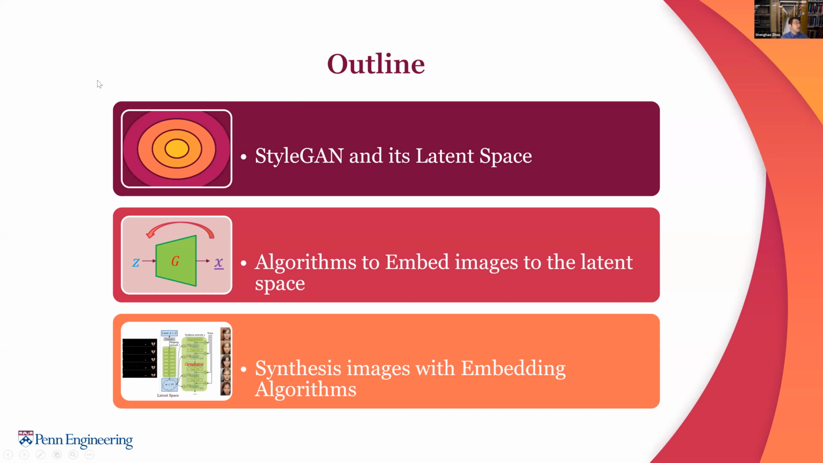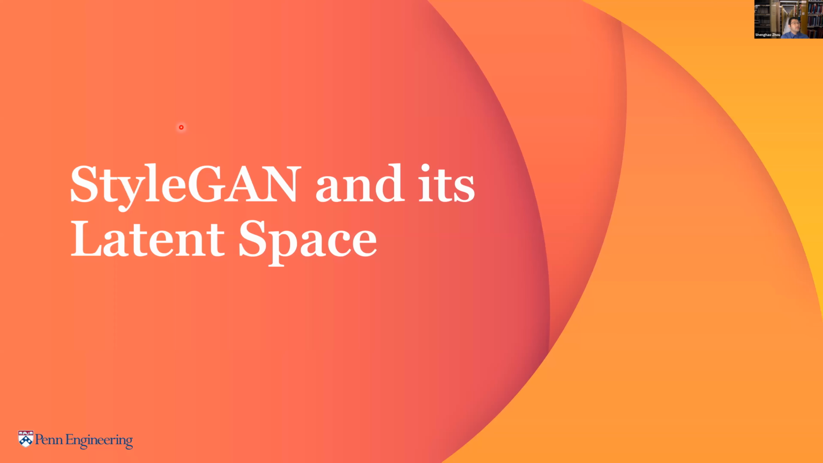There are going to be three parts in this presentation. First, we're going to talk about StyleGAN and its latent space. Then we'll move on to talk about algorithms to embed images into the latent space. And then we will talk about how we can synthesize images with these kinds of embedding algorithms. So first, we're going to talk about StyleGAN.